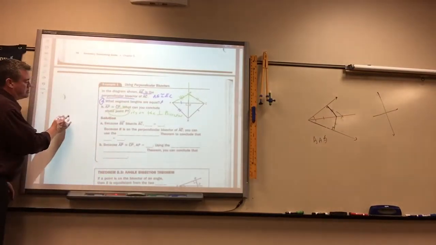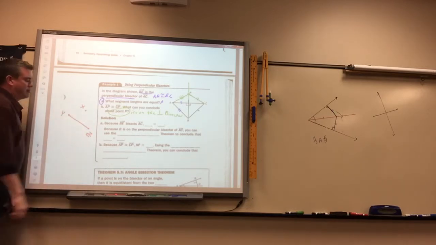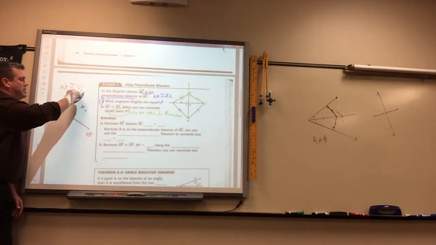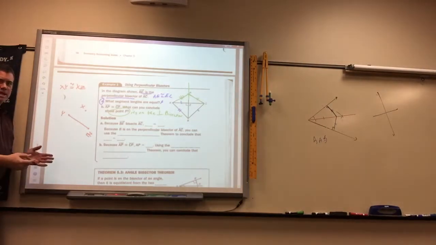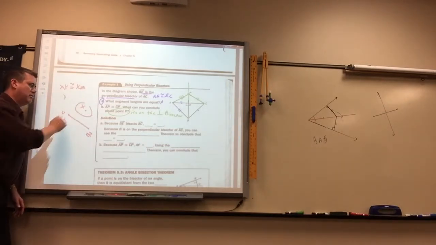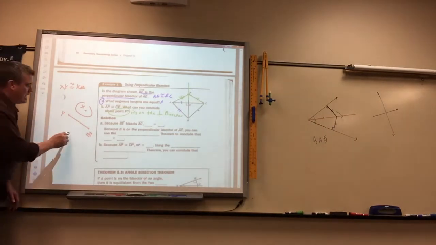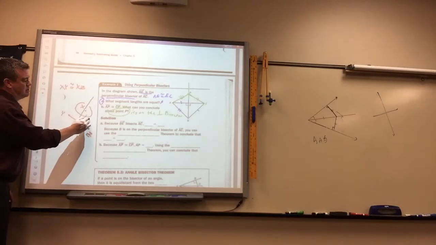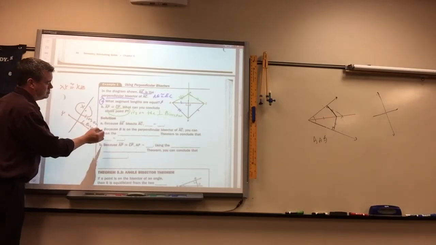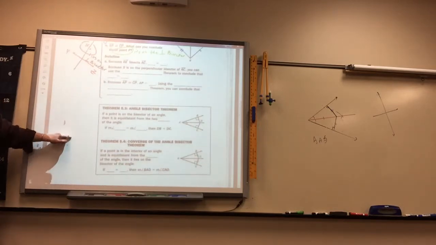So if you had a picture like this, and they told you that XY was congruent to XZ, even though it's not drawn, that means if you connected them, they'd be the same. What can you conclude about this point? Since it's the same distance from each endpoint, it lies on the perpendicular bisector. Okay? So those are problems on your assignment.